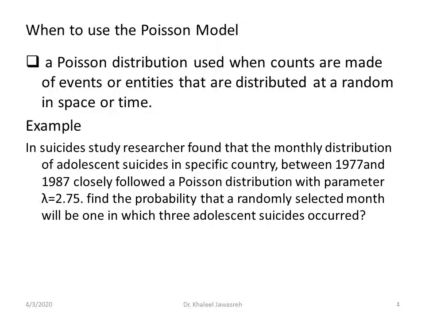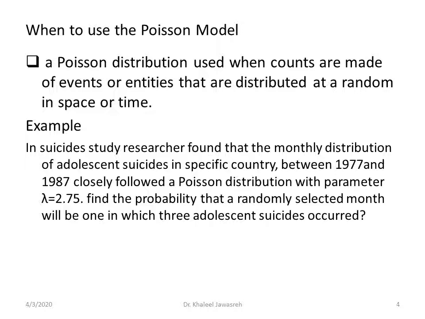So this example deals with suicides. Some researchers went back in history looking at a suicide study. They conducted a suicide study on a monthly basis. This deals with what? With adolescent suicides. The study was conducted between 1977 and 1987, so it's a time period, a time interval. And here we indicate again it's a Poisson distribution.